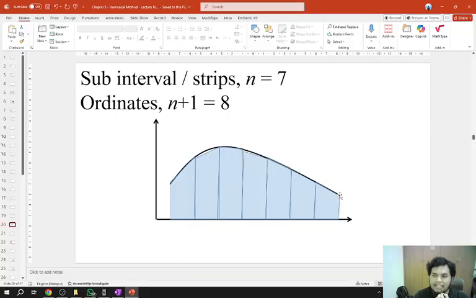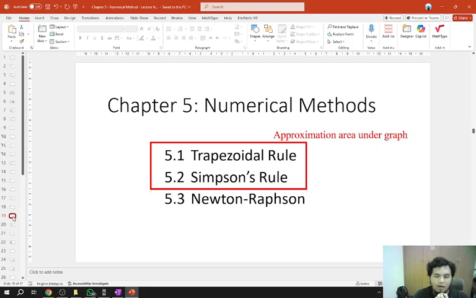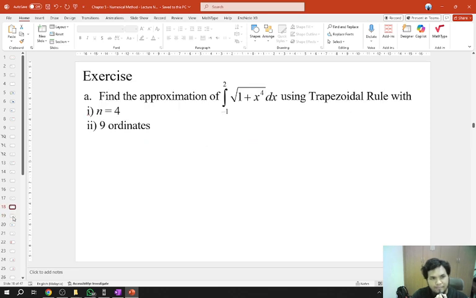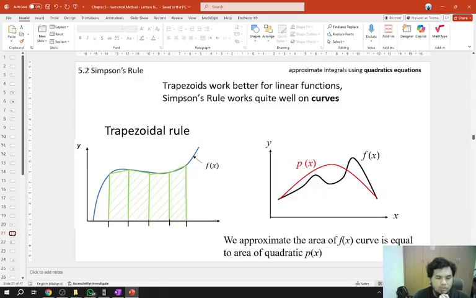Alright, so again, if the question uses the word ordinates, for example here, ordinates, then our n actually is n equal to 8, we have to minus 1 from the given value. Alright? Okay, good. So now we move on to the Simpson's rule.